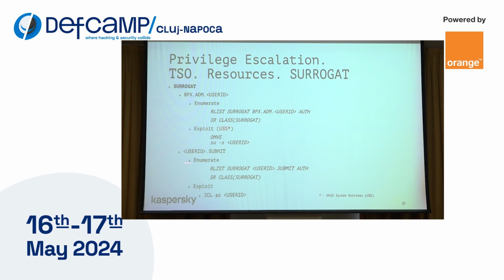And the second interesting resource has the mask user ID.submit. Such a resource allows you to impersonate a user in the job entry system. In other words, you may run some job from another username.